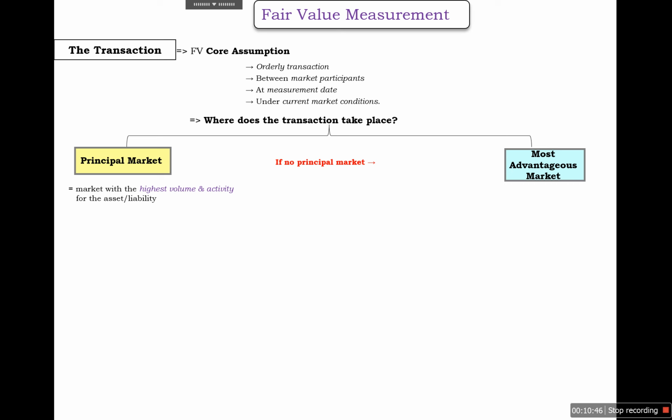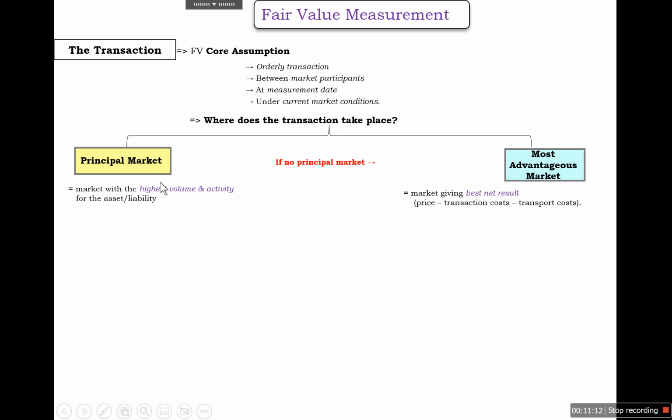And the most advantageous market is the market that gives the best net result. So what is the best net result? It is the price that we are getting or we are paying minus the transaction cost and the transportation cost. So first we need to look for the principal market, and if the principal market does not exist, in that case we are supposed to go for the most advantageous market.